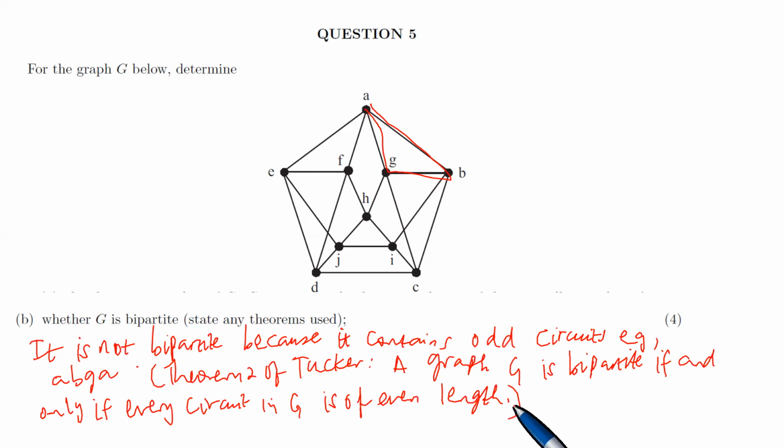It is not bipartite because it contains odd circuits. This is very important: what kind of graph is bipartite? A graph is bipartite if and only if every circuit is of even length. But here we have found a circuit of odd length, of length 3. How is this one of size 3? The size of a graph is determined by the number of edges, so if the edges are 3, then the size is 3. Obviously it's a subgraph, just a subset of the graph there.